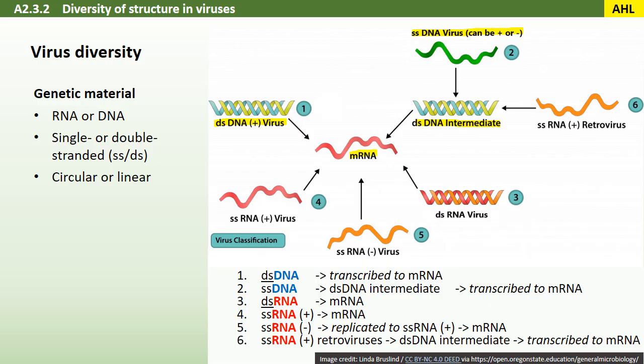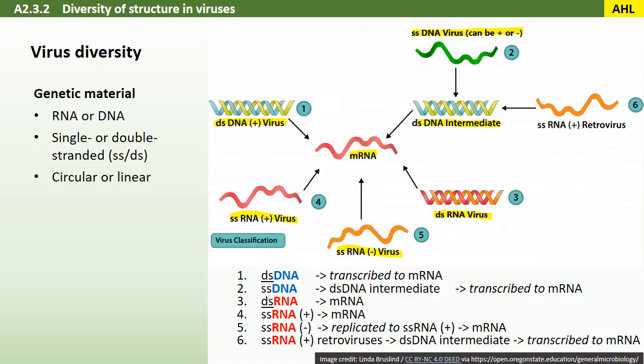Number 3. Some viruses have double-stranded RNA, and one of those strands can then be used as mRNA. Number 4. Some viruses have a single RNA strand, which can be used directly as mRNA. Number 5. Some viruses have an RNA minus strand. It's the complementary strand of the final mRNA. So it first needs to be replicated to produce the mRNA, which can then be used for translation.